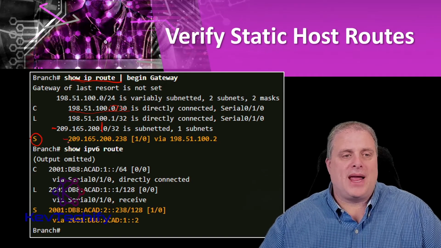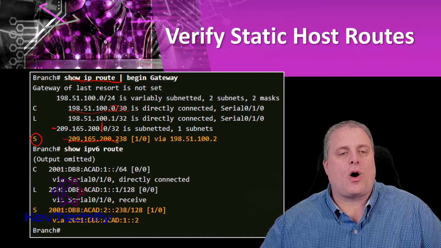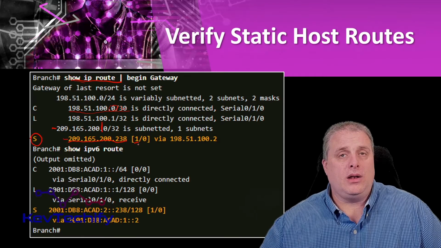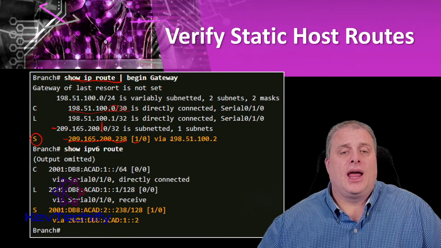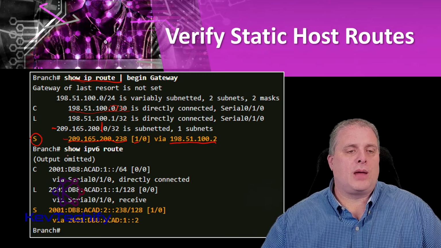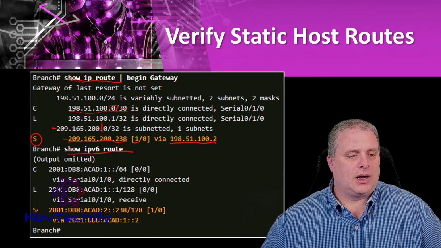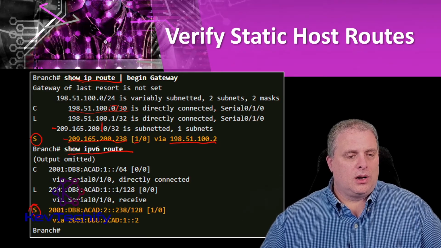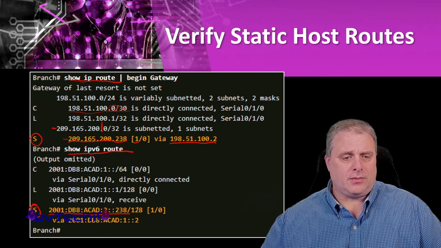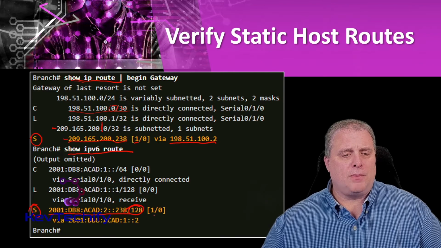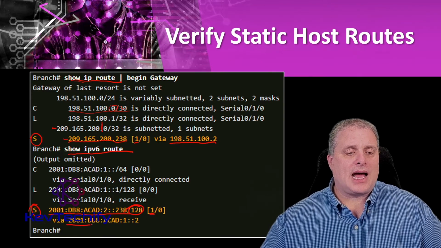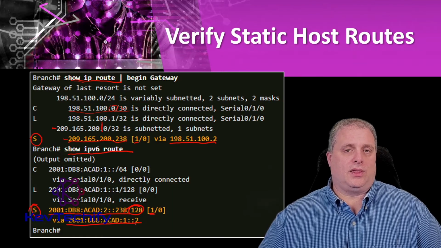Here, we want it to match every single bit. We give it a full IP address. Our administrative distance is a 1 because it's a static route, and this is our next hop IP address. We can do a show IPv6 route. Down here is our static route. We have the full IPv6 address saying we want to match all 128 bits. Administrative distance is 1 via our next hop IP address, which is right there.